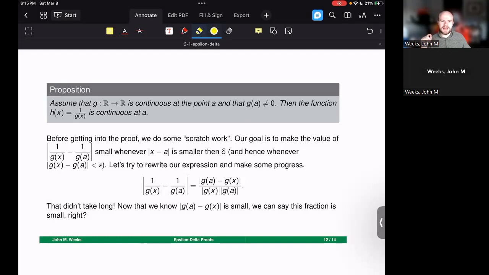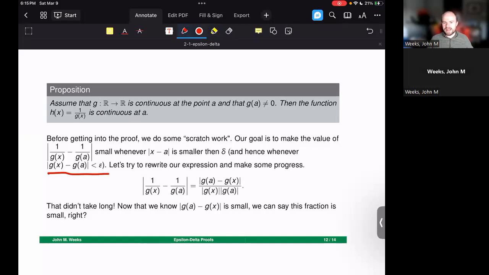Our goal is to make the value of 1 over g of x minus 1 over g of a small. These are our values of h of x and h of a, respectively, whenever the absolute value of x minus a is smaller than delta. Okay, but notice that whenever that is smaller than delta, we're automatically going to have the absolute value of g of x minus g of a less than epsilon. So that is something that we get to use to help us out.